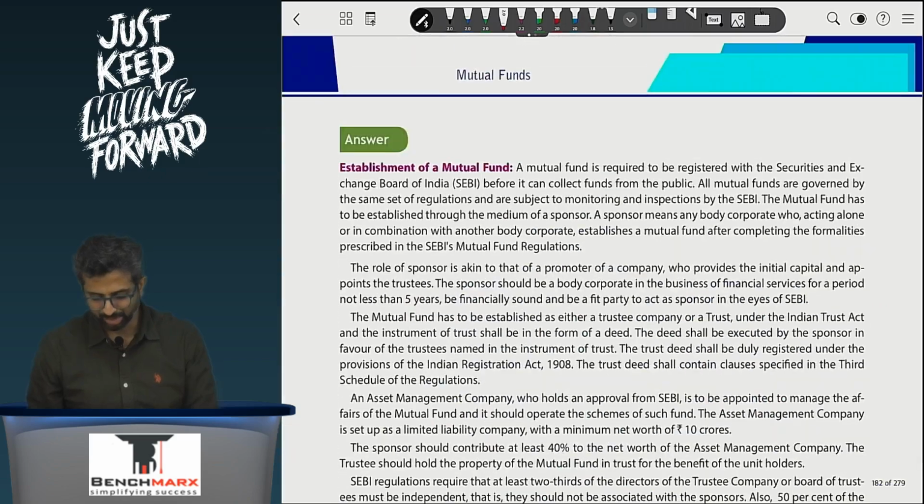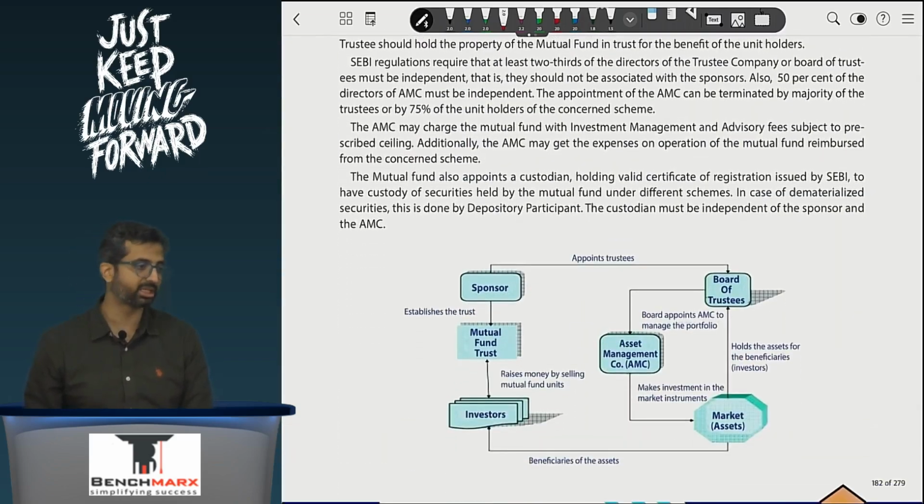Explain how to establish a mutual fund. This is a pure theory thing. In case of a mutual fund, it is basically a fund. A fund is created like a trust. Trust is a separate institution, a legal entity where money is collected from a pool of investors. That money will be managed by an AMC. AMC is a separate company, asset management company. That money will be managed by an asset management company. Usually it is a separate group entity of the sponsor.